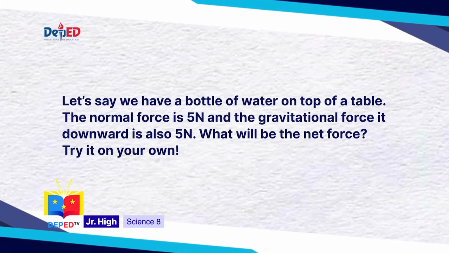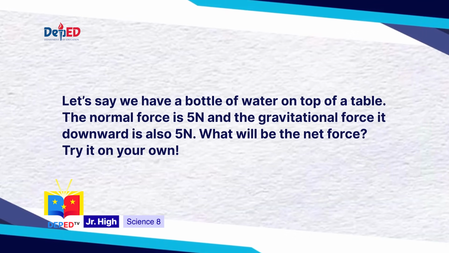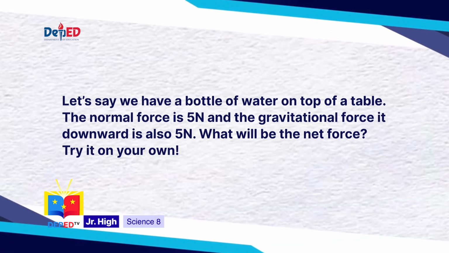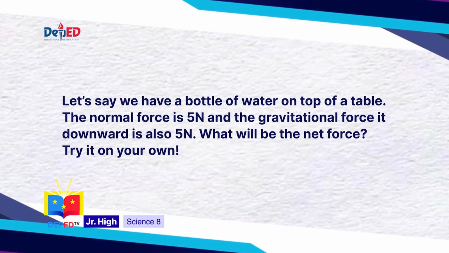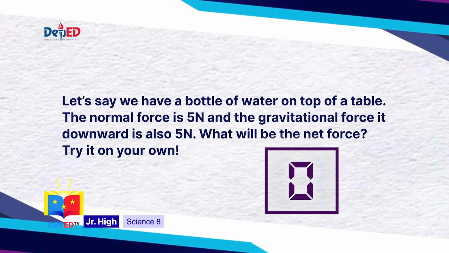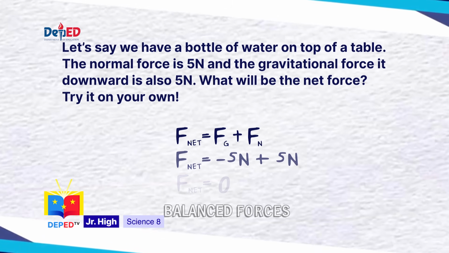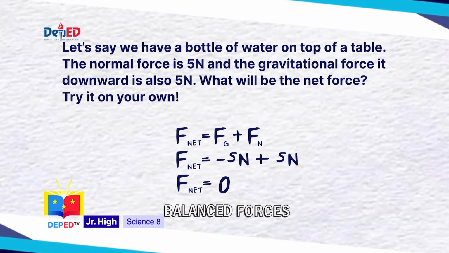Let's say we have a bottle of water on top of a table. The normal force is 5 newtons, and the gravitational force pulling it downward is also 5 newtons. What will be the net force? Very good! The net force is equal to 0 since both forces are of the same magnitude.